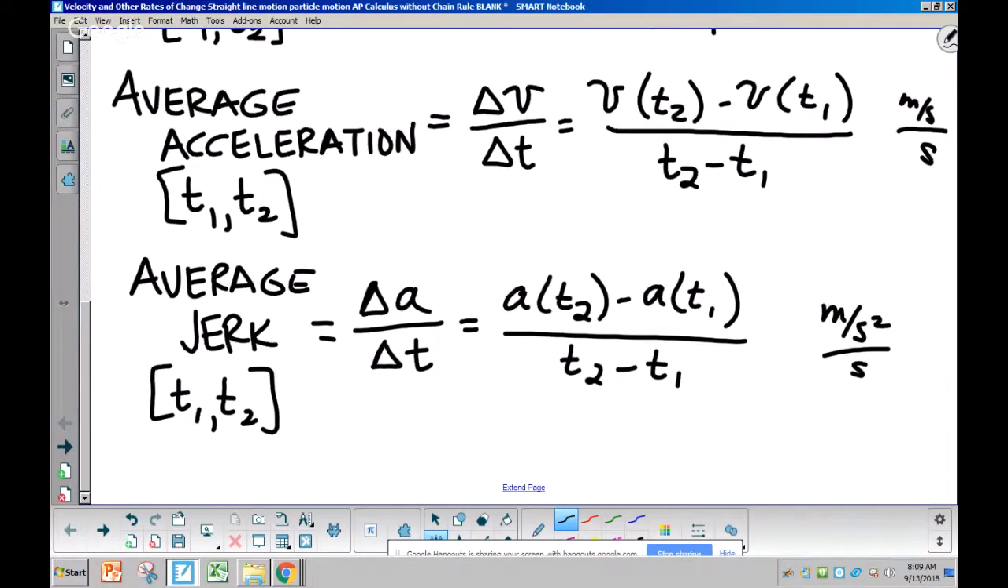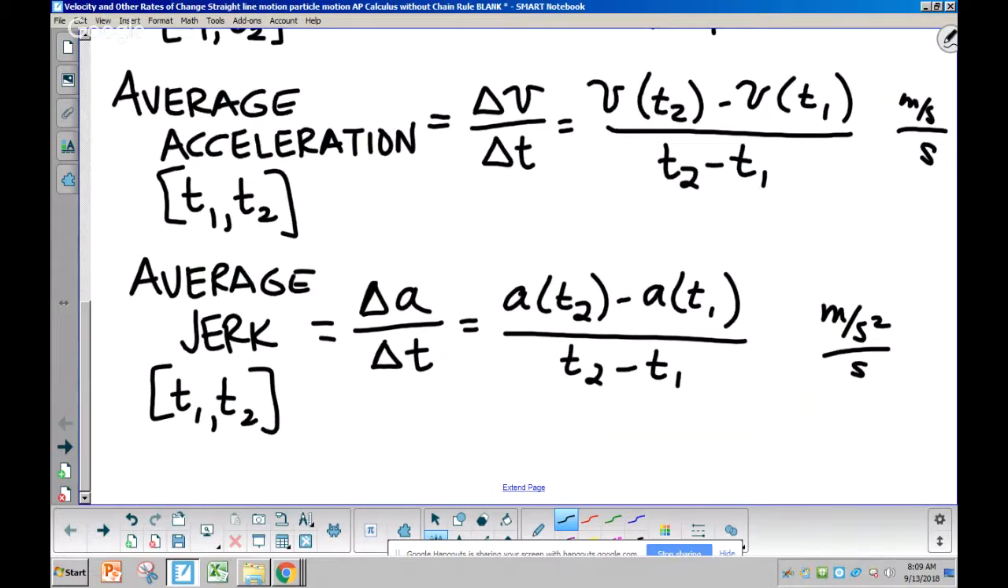Yes, ma'am. So the question is, are you guys going to remember that the velocity, acceleration, and the jerk functions above are instantaneous rates of change? That's at a moment in time. And then the average is over an interval. And if you're talking average velocity, are you touching the velocity function? No. If you're talking average acceleration, are you touching the acceleration function? No.